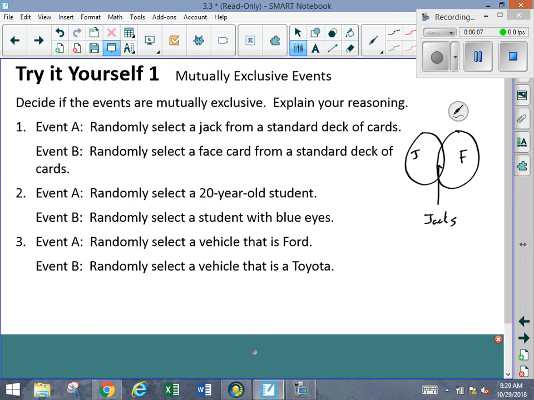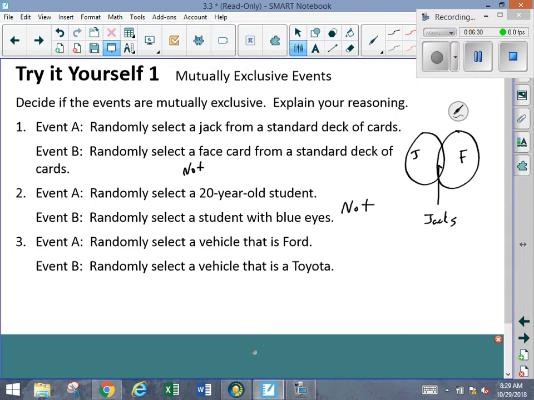Alright, we randomly select a 20-year-old student, and we randomly select a student with blue eyes. Is it possible that we select a student that is both 20 years old and has blue eyes? Heck yeah, so these are not mutually exclusive. This one is not mutually exclusive.